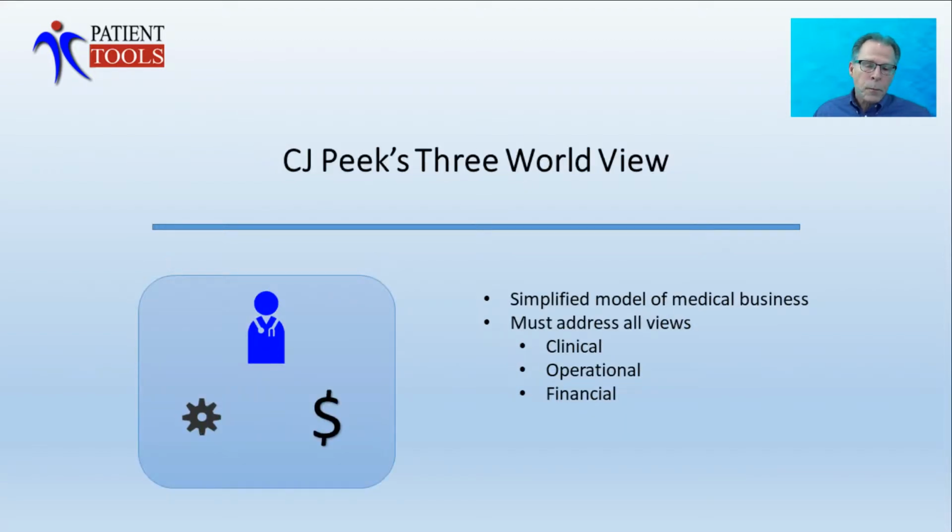So here we are in CJ Peek's three-world view. The problem is that when most people start thinking about effectiveness, programs and projects, and even models of care like your PCBH, you have to think about it from this three-world view. What's driving this is that it has to have clinical relevance. You've got to be supporting that clinical process.